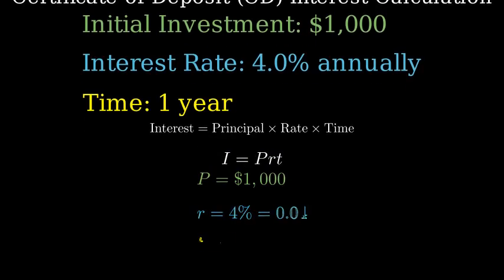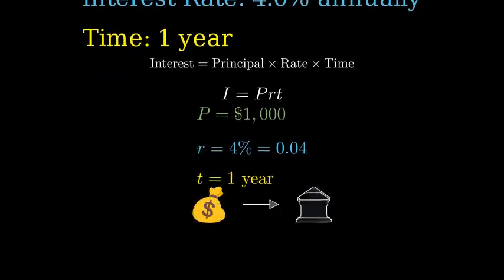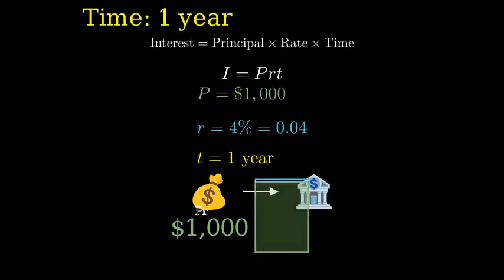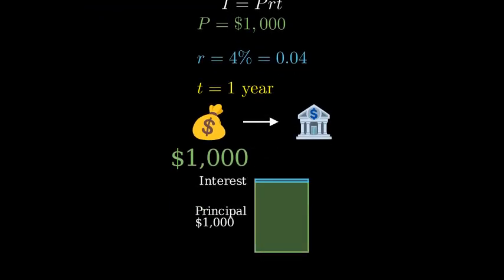Let's identify our variables. Principal is $1,000, rate is 4% or 0.04, and time is 1 year. Let's visualize what happens to your money over the year. You deposit $1,000 in the bank, and over 1 year, it grows by earning interest.